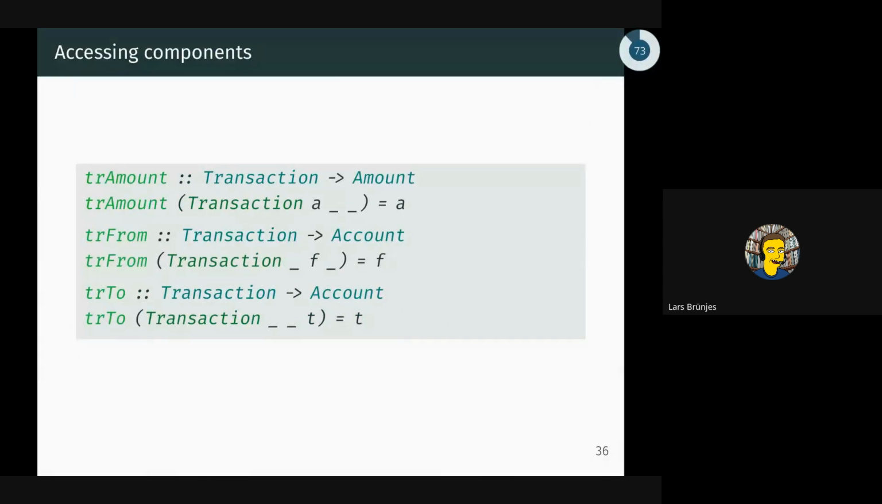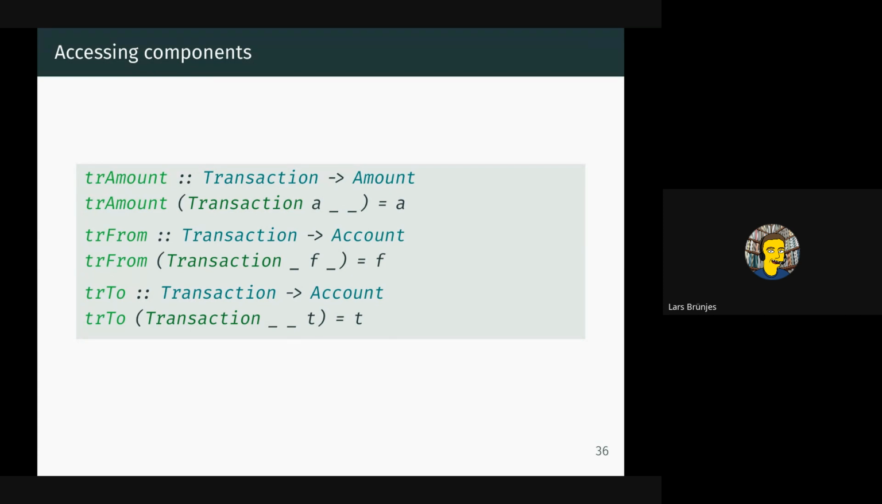Now, in order to work with it, I can write these accessor functions here: trAmount, trFrom, trTo. So in order to, for example, extract the amount from a transaction, I would pattern match the transaction, so Transaction A B C, and then just return the A. And I don't care about the from and the to, so I can use underscores. Same if I want to access the from, then I can again define a function trFrom, pattern match on the 3 arguments to the constructor, don't care about the first, don't care about the third, return the second. And same for trTo if I want to extract the third argument.